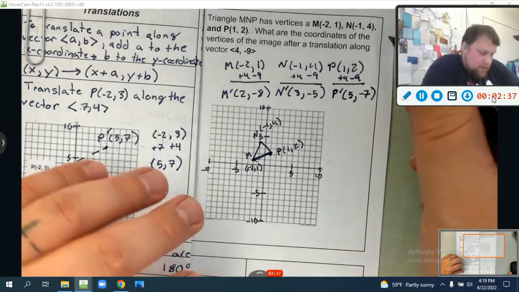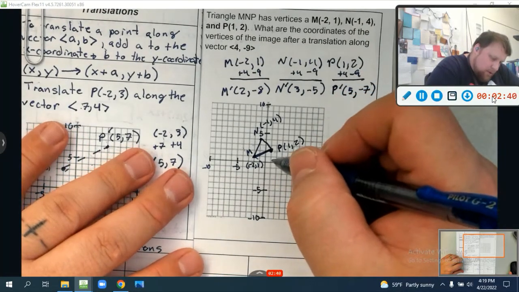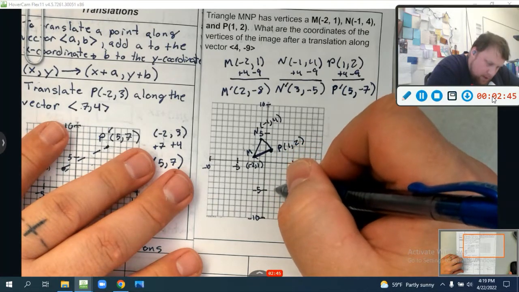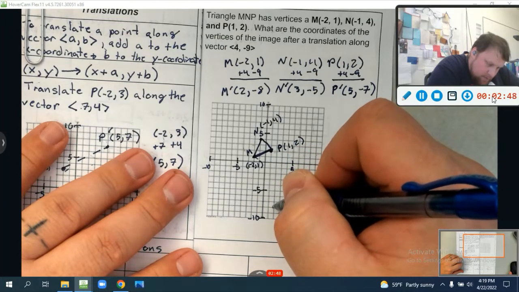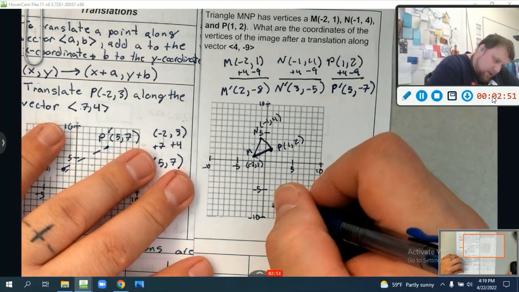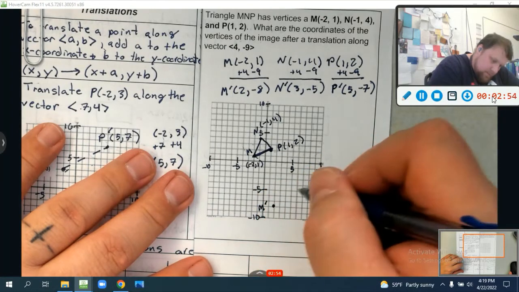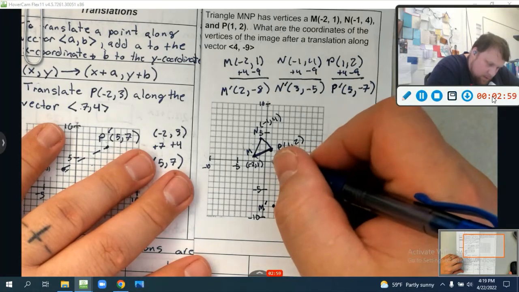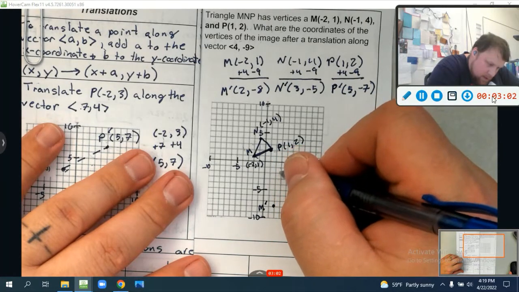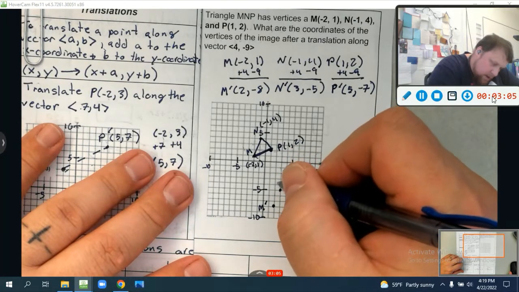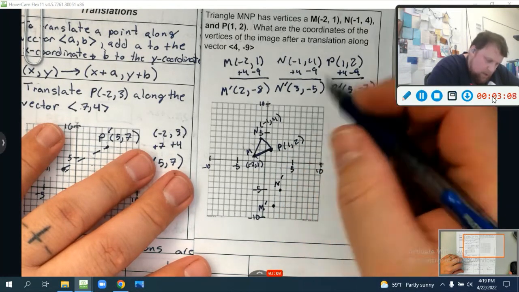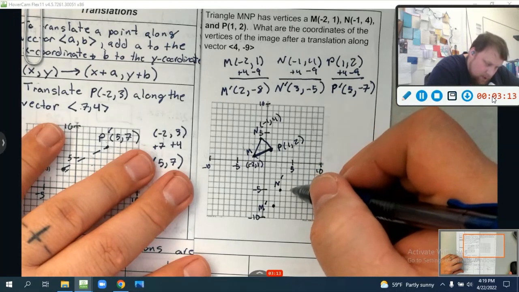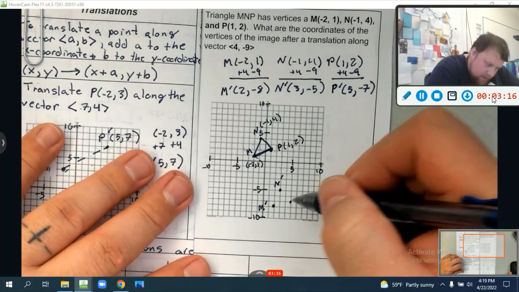Perfect. So let's check that out. So we're going to go to (2, -8). So that's 1, 2, and then down 5, 6, 7, 8. Boom. That's M prime, right? And then N prime is going to be (3, -5). That's 1, 2, 3, and then down to negative 5. That's N prime. And then down over here, we're going to have P prime, which is (5, -7).